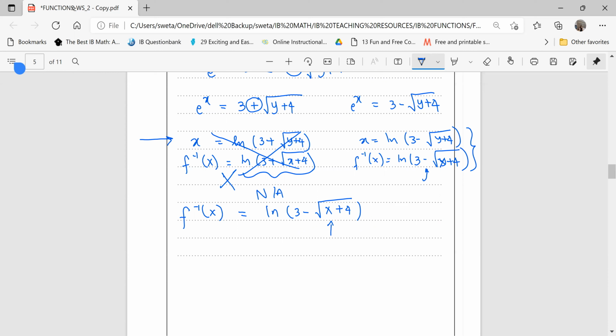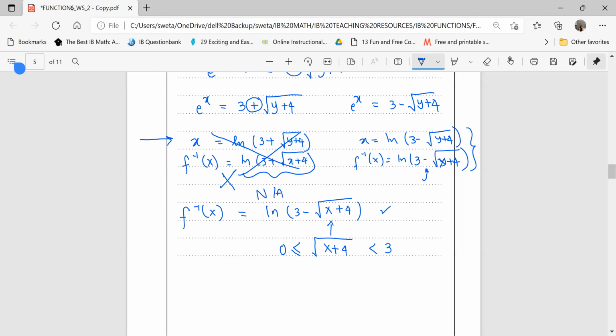It should not become negative. It should also not become 0, because if root x plus 4 becomes 3, then this will become ln of 3 minus 3, which is ln 0, right? That means root x plus 4, first of all, should be greater than or equal to 0. It should not be negative, and it should be less than 3. Only when root x plus 4 is less than 3, then the ln will exist.